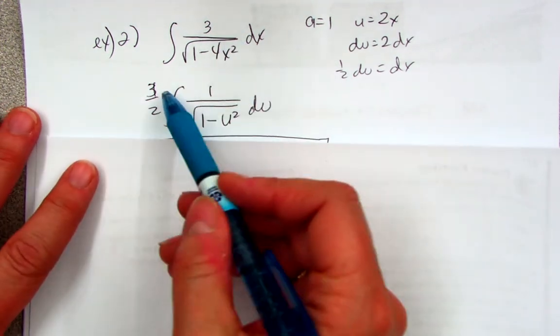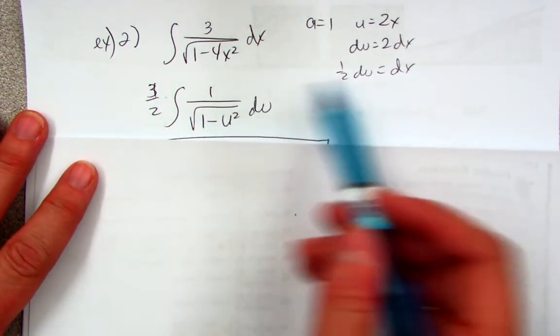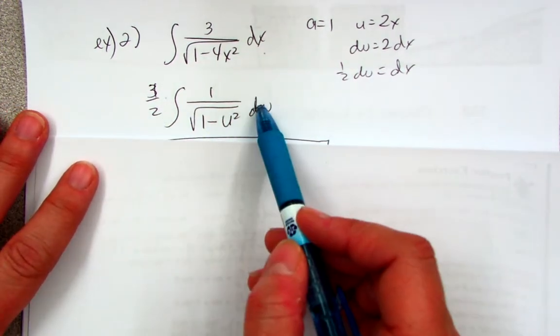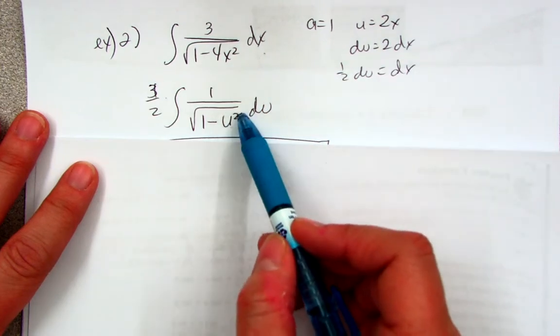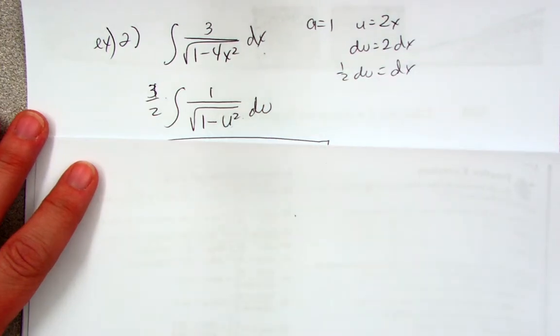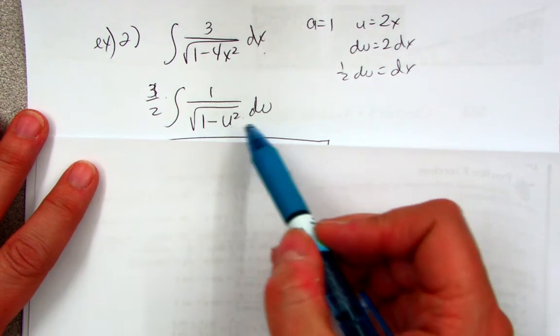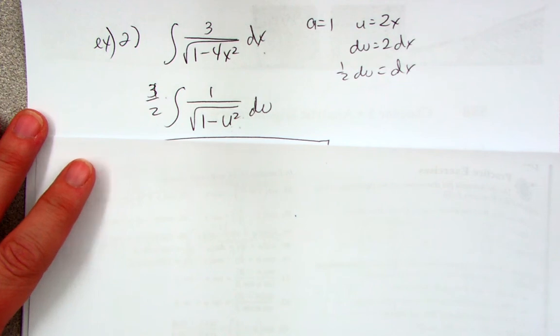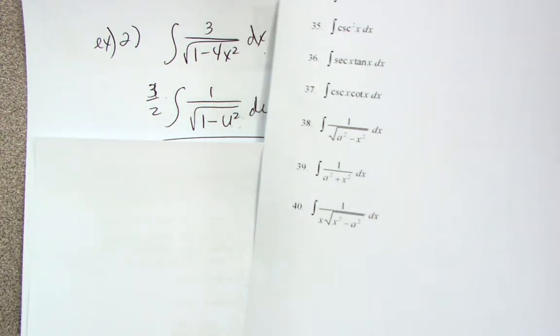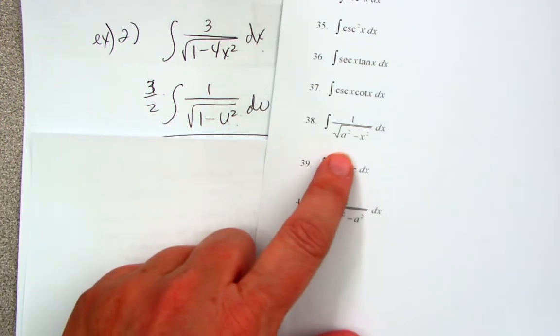And so I'm going to take out the 3. Here's the 1/2. Replace the dx with the du. And so that will now be u squared, right? Because 2x quantity squared is 4x squared. So you have to be very, very careful here. Now, this does exactly match this one here.